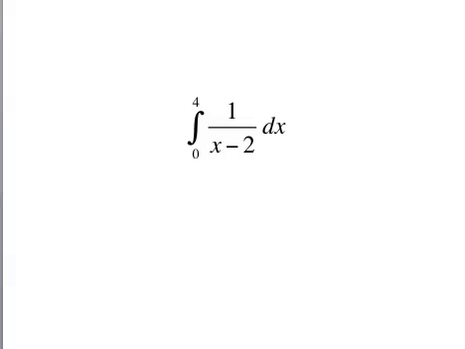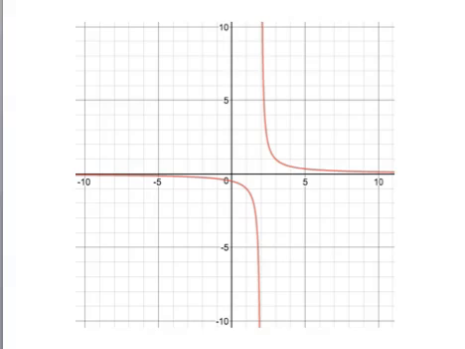Our next improper integral is the integral from 0 to 4 of 1 over x minus 2. You may be tempted to take the antiderivative, which is natural log absolute value of x minus 2, evaluate it at the endpoints and subtract, but that's not fair because the function is not continuous at 2. If we plug 2 in for x, we have a division by 0 situation. It is not continuous at 2. That's why this is an improper integral.